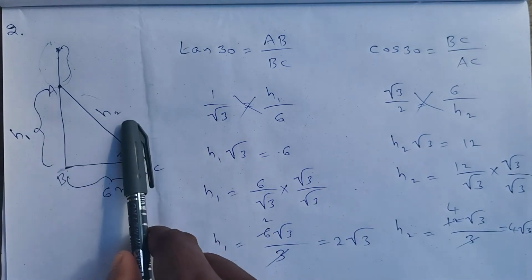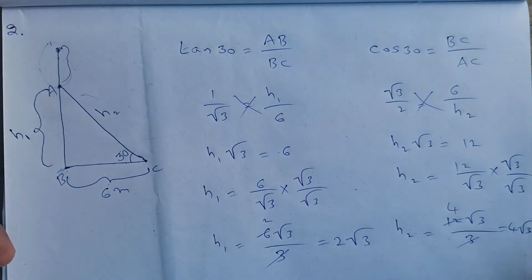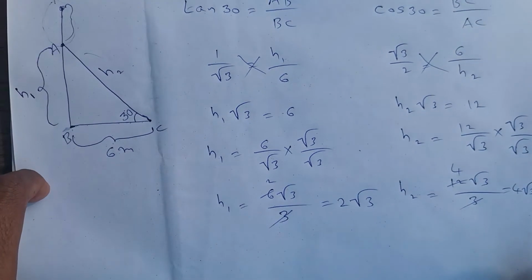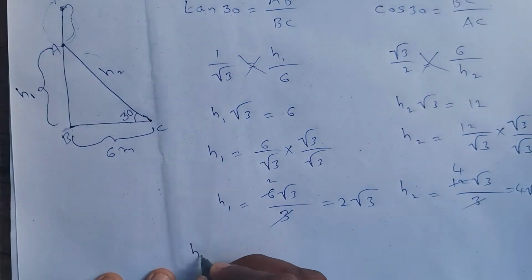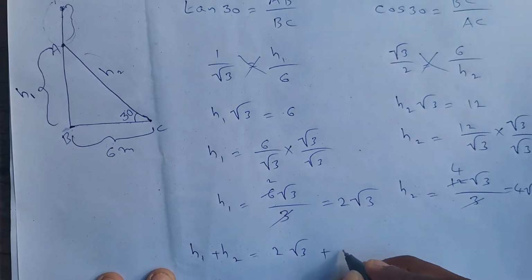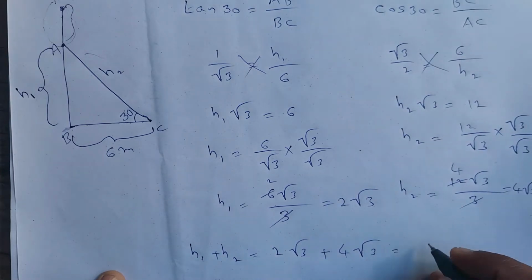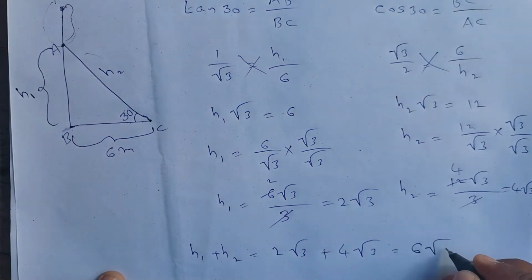H1 and H2 together make the original tree before it fell down. So we need to add these two. H1 plus H2 is equal to 2 root 3 plus 4 root 3. Here root 3 is of order 2, root 3 is of order 2. So both the orders are the same, as well as the numbers inside, or else radicands, are the same. So we can add these two. 2 root 3 plus 4 root 3 is nothing but 6 times root 3.